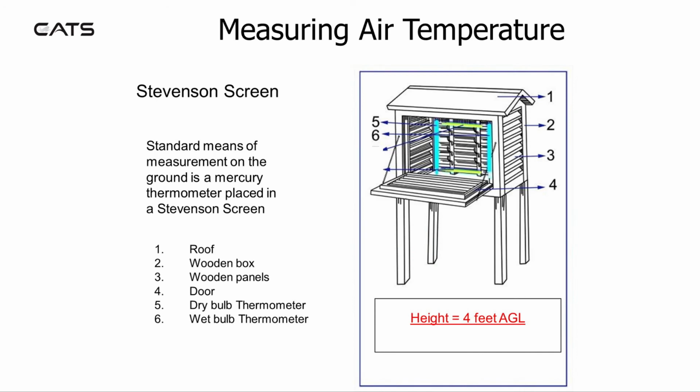Measuring air temperature. This is done typically in a Stephenson screen. The standard means of measurement on the ground is a mercury thermometer placed in the Stephenson screen. The height of the box is approximately 4 feet above ground level, 1.25 metres. Within it is a dry bulb thermometer to measure outside air temperature and a wet bulb thermometer, which may be used to calculate dew point.